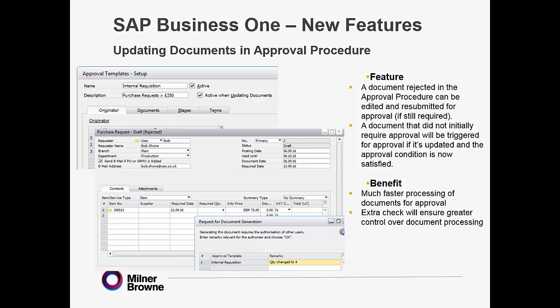The second nice change is that if a document was added first time and didn't cause the approval procedure to be triggered, if at a later date the document was changed, in previous versions of Business One, nothing would then happen to the document. Going forward now, if that document gets updated and it now causes the approval procedure condition to be triggered, then it will enter into the approval procedure. So the benefit of this is it's obviously much faster processing of documents for approval and obviously much more control over your document processing.